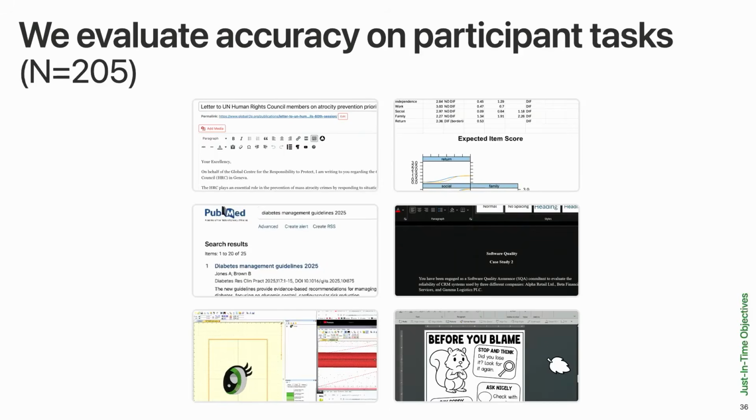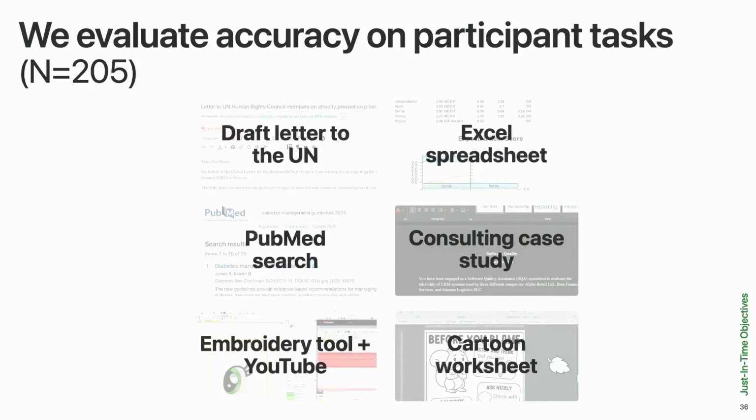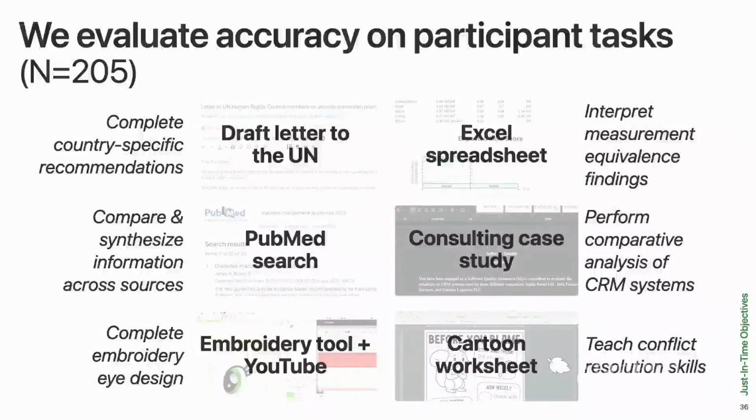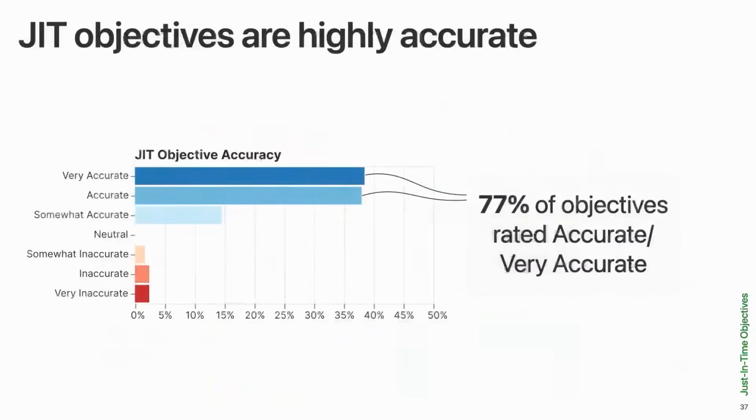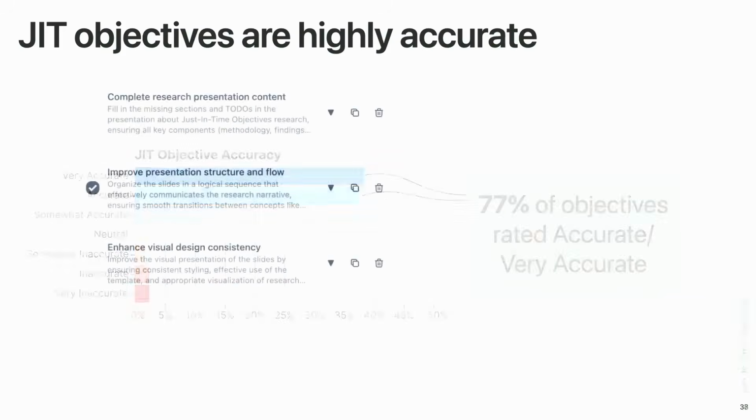To understand whether this process actually yields accurate objectives, we ran an experiment with over 200 online participants who uploaded screenshots of their own tasks, just things that they were working on. And these really spanned a wide range from a draft letter to the UN to running statistical analyses. And from these, we had our system induce JIT objectives, and those are things like completing country-specific recommendations in the UN letter or analyzing specific statistical findings in the Excel sheet. And across these tasks, we found that JIT objectives were highly accurate. The vast majority of these objectives were deemed by these participants as accurate or very accurate.